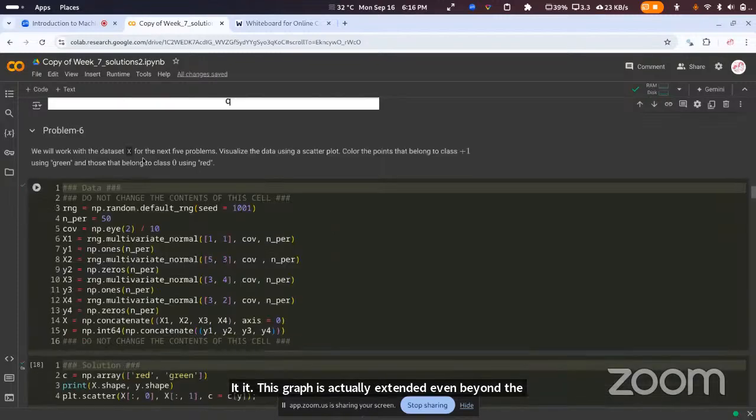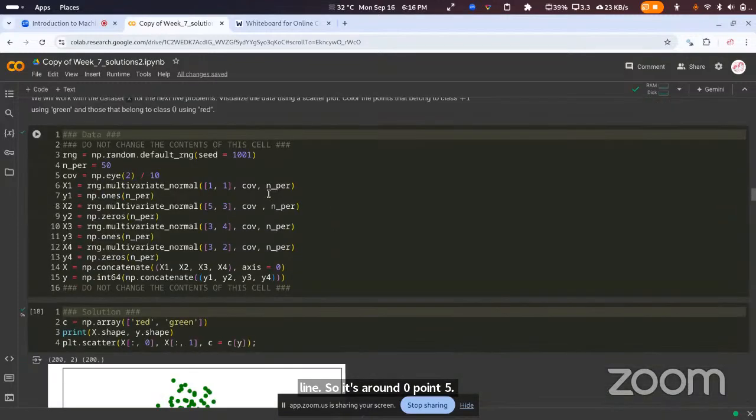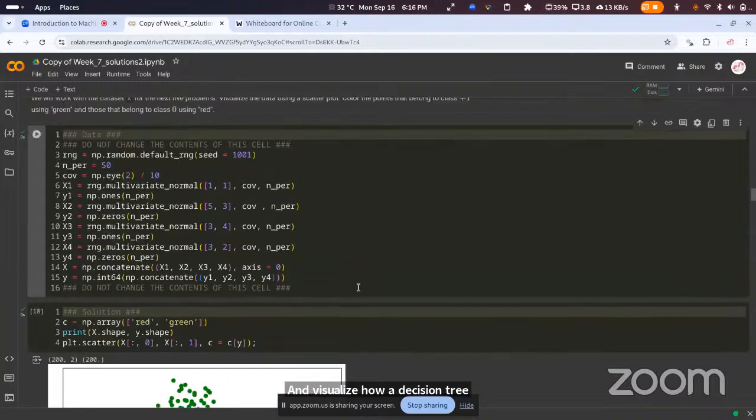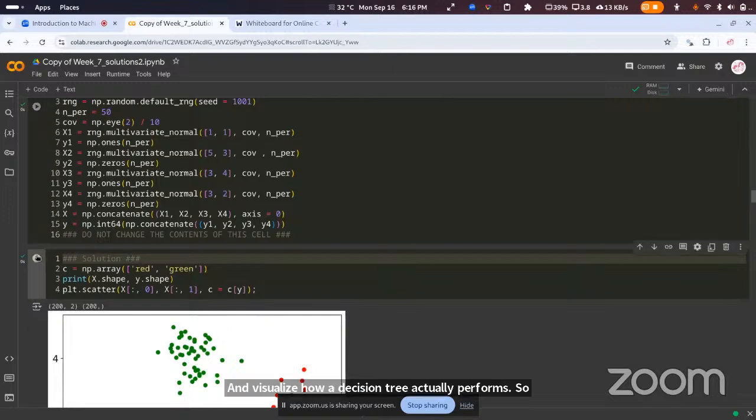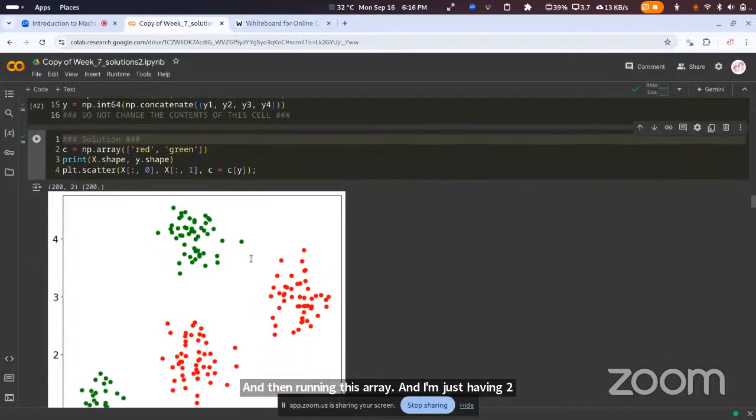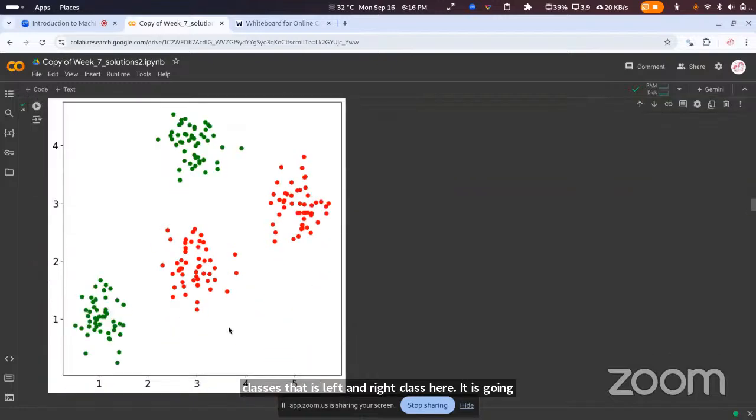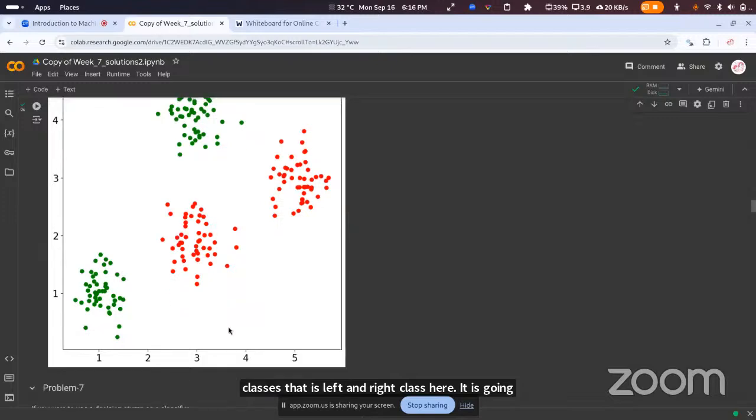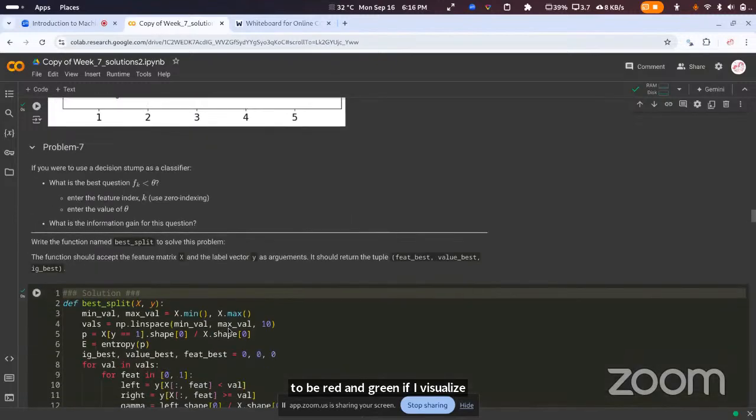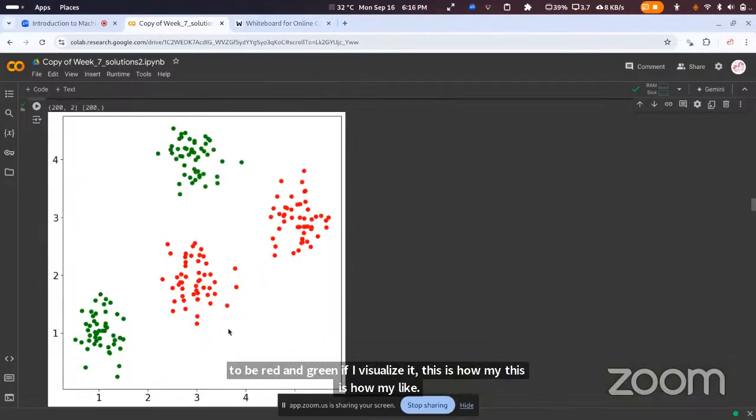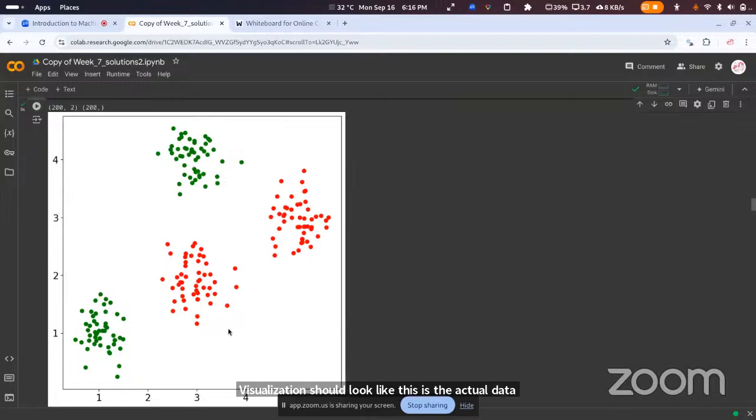Now let's work with a data set and visualize how a decision tree actually performs. Here I am generating a data set, and I'm just having two classes, that is left class and right class. Here it is going to be red and green. If I visualize it, this is how my visualization should look. This is the actual data set, where the green points belong to class 1 and red points belong to class 2. We just visualized the data set.